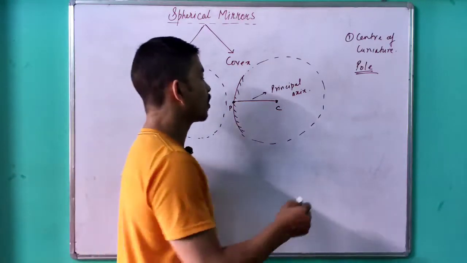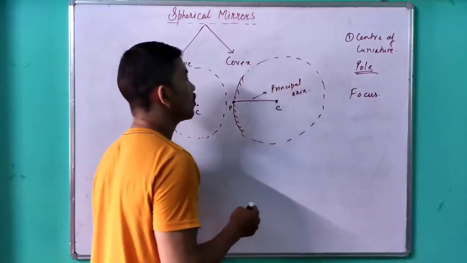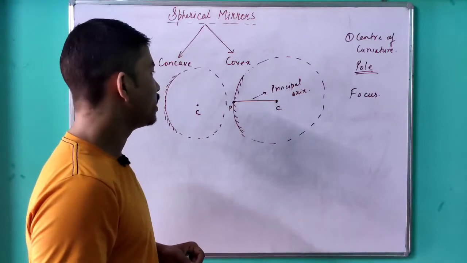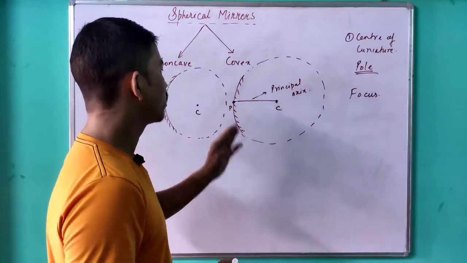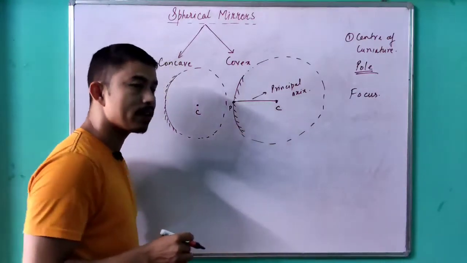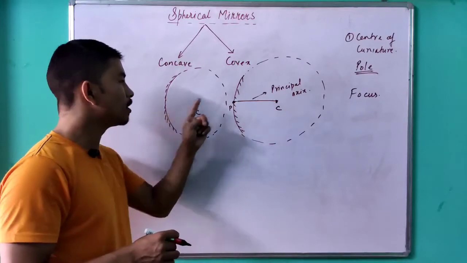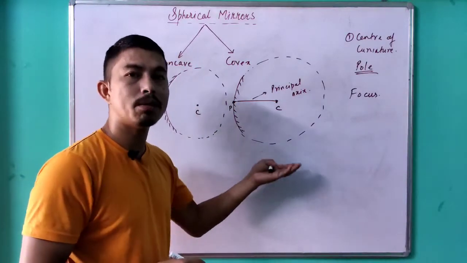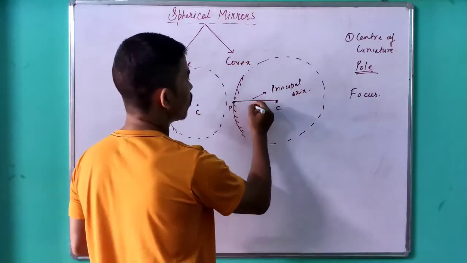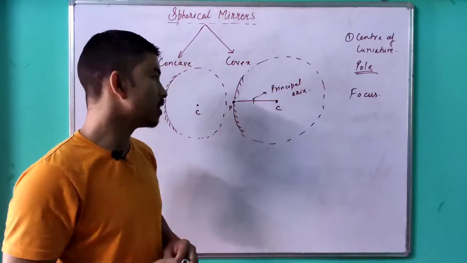Then we have another term, the focus. Now what is a focus? A focus is a point on the principal axis such that any ray coming parallel to the principal axis, after reflection, passes through that point in the case of a concave mirror, and in the case of a convex mirror, appears to come from that point. That point is known as the focus. The focus lies exactly halfway between the pole and the center of curvature.